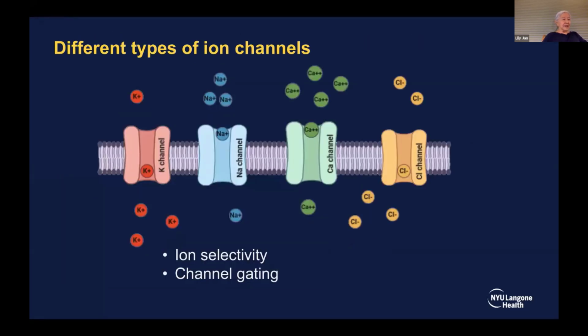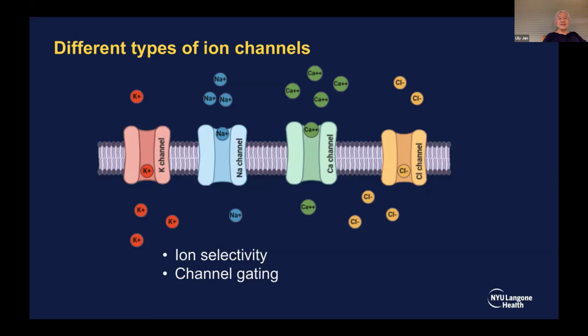Now, there are different types of channels on the cell membrane. Here we give a few examples. Potassium channels that preferentially allow potassium to go across, and sodium channels that permeate sodium ions. Calcium channels are fairly selective for calcium ions, and chloride channels. And some of the chloride channels are actually permeable to a range of anions. They are usually called chloride channels because chloride is the physiological anion. That's the most abundant one.